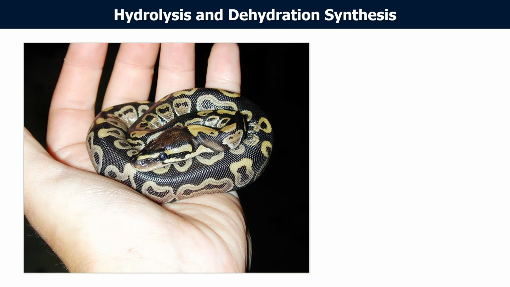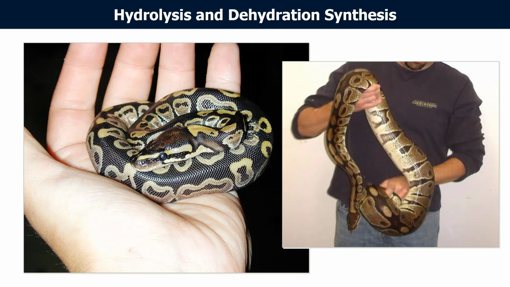Now, when I think of dehydration synthesis and hydrolysis, I cannot help but think of this pet ball python that I've got. So this is the ball python, very young. Literally, it's a baby. You can see how small it is. It literally fits in your hand right here. But after a few years, suddenly there was a whole lot more snake. And the question is, where did all of this snake come from?